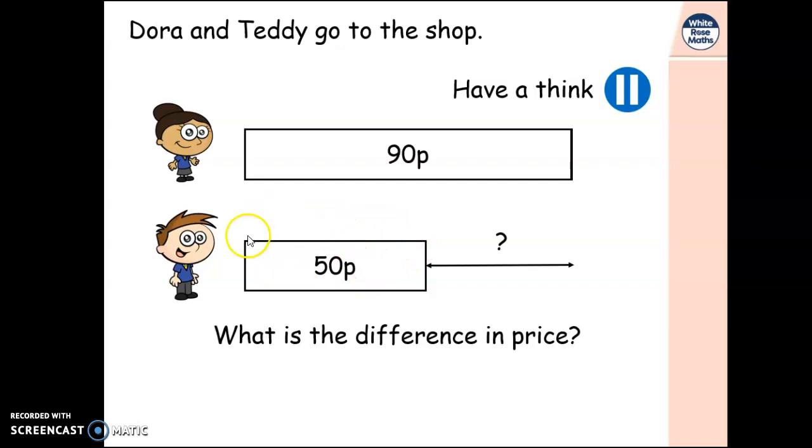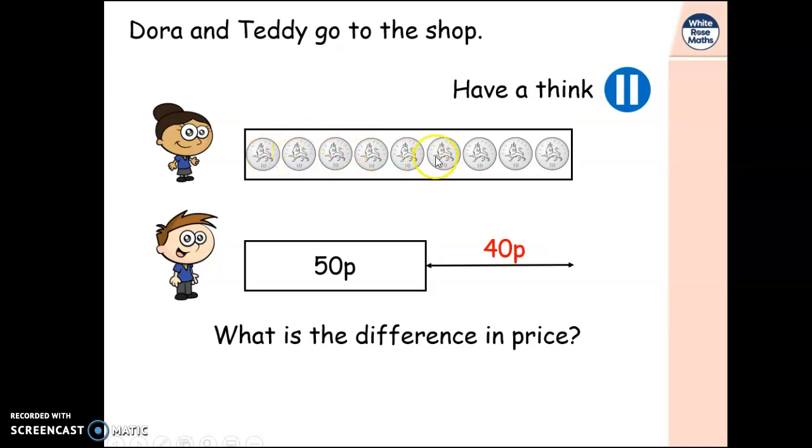We can start with the smallest number, 50. Now both of these numbers you can count on in tens. Remember, we've got 10p. So if we counted on in 10, 20, 30, 40. If we're counting in tens, 50p and 40p equals 90. So our difference is 40p.